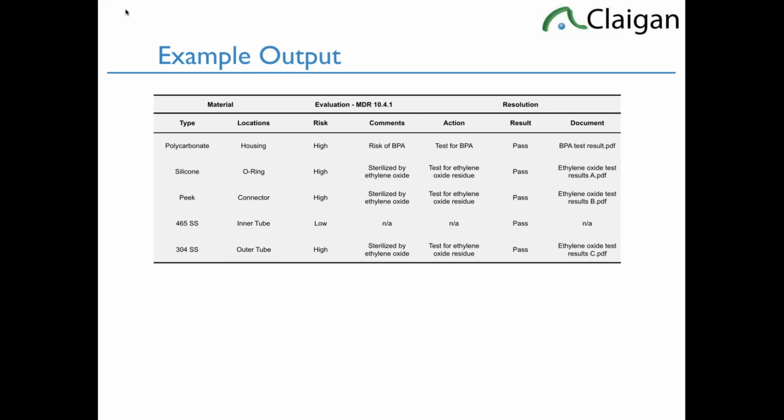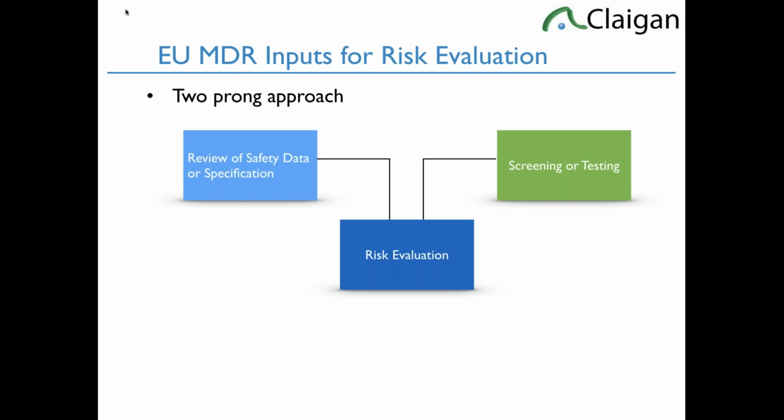You're seeing things, well, they did a risk assessment. They haven't told us how they do that. Yeah, we don't start there. We start with the outputs. So we use a two-prong approach. One is a materials review.